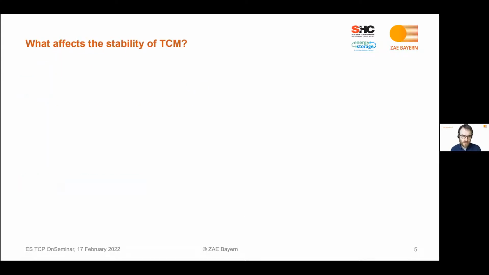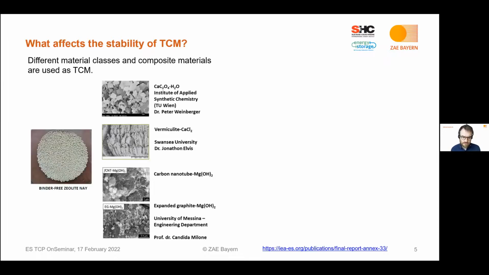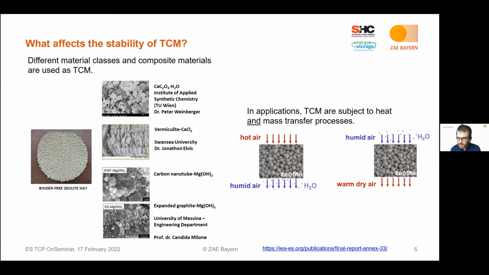Coming to TCM, what affects their stability? So again, as Stefania also showed, there are different material classes, and especially composite materials are nowadays investigated as TCM. You see here examples of pelletized zeolites as sorption materials, and then some examples of composite materials for chemical reactions. The difference compared to PCM is that these TCM are not only subject to heat transfer, but also to mass transfer processes. So heat and mass transfer occur in applications.